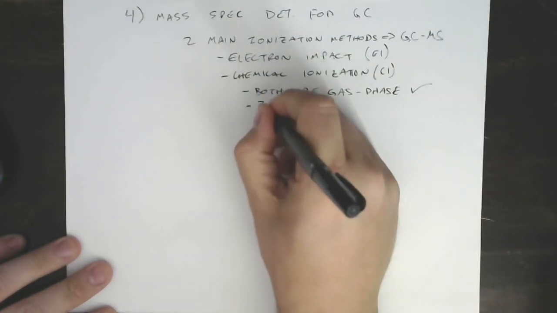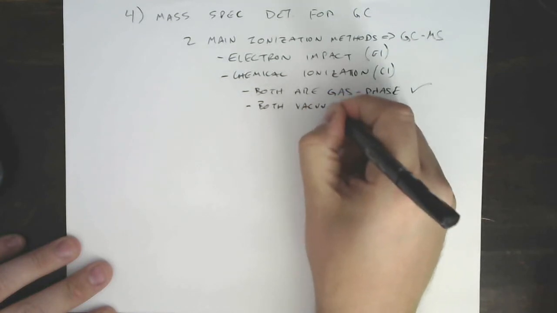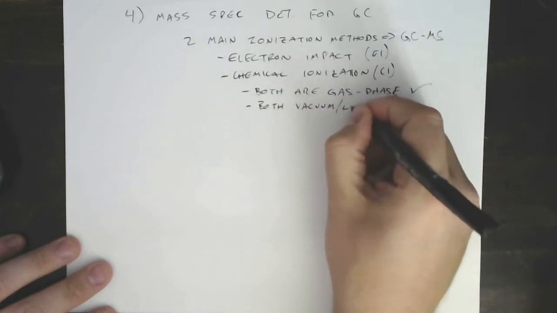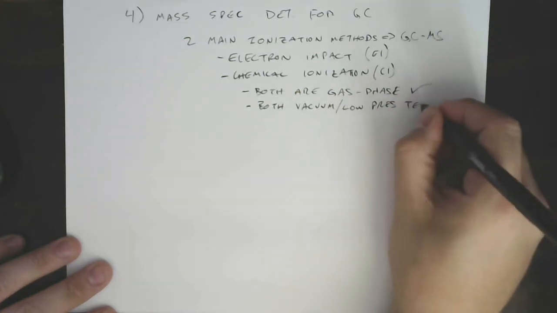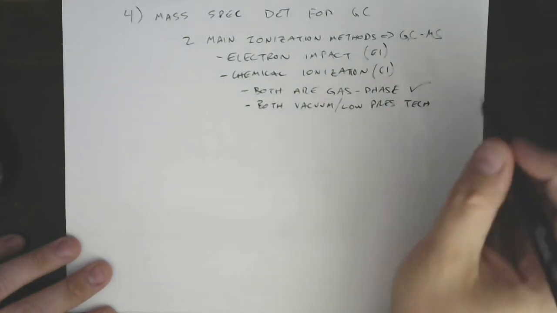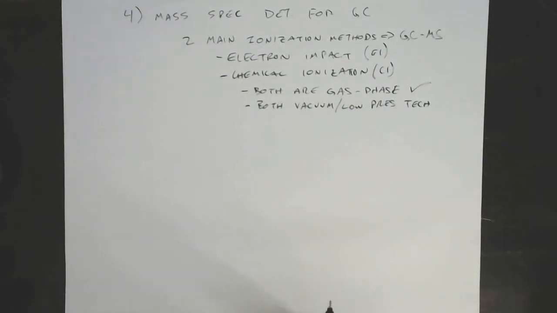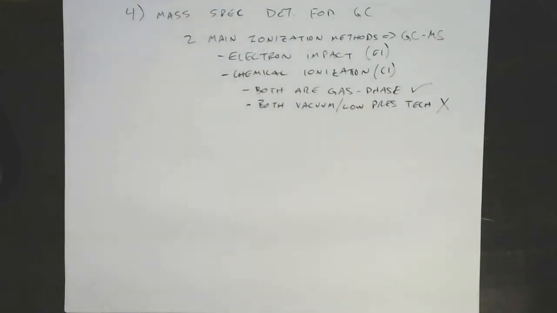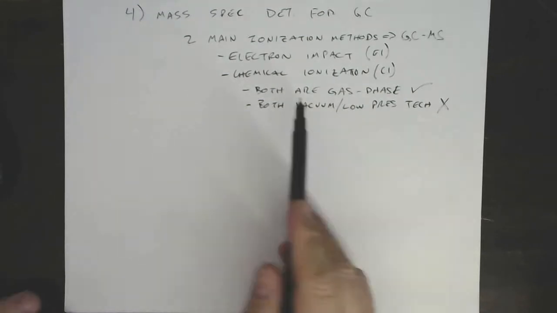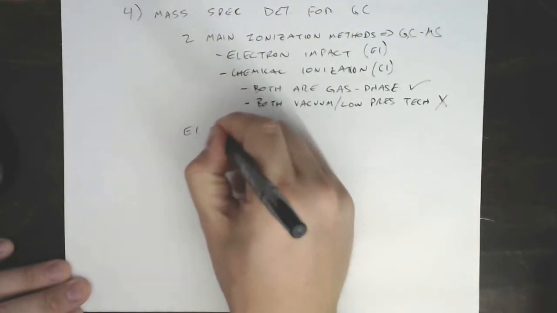But they are also both vacuum, or more appropriately, very low pressure environment techniques. They're techniques done under a high vacuum. And if you think about this from a GC perspective, lots of carrier gas flow, lots of high pressure gases, that's actually a bad thing. It's really hard to be at a low vacuum pressure when you have a high rate of flow. So we're gonna take a look at a couple of things here. First, let's look at the EI source.